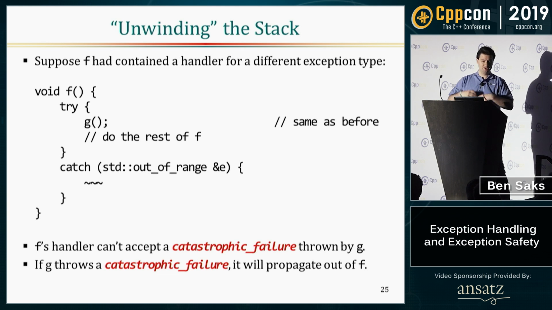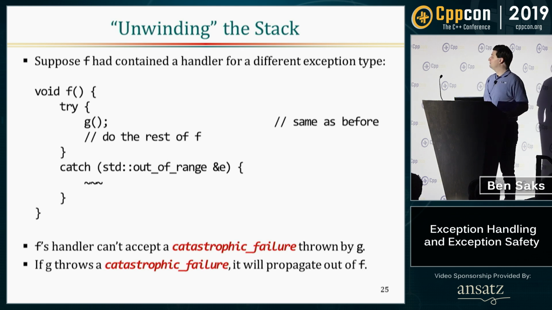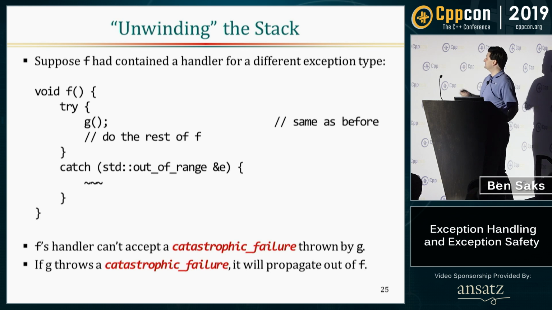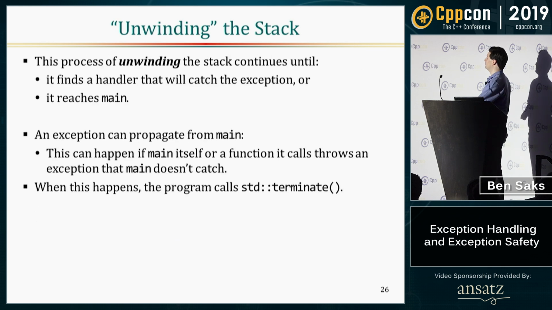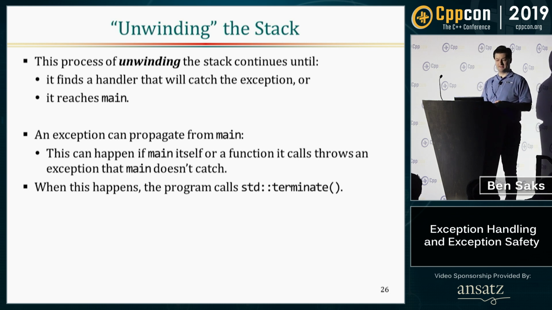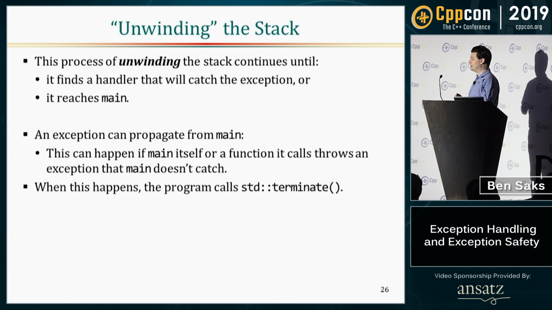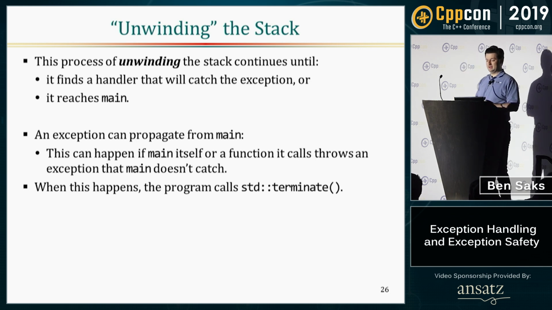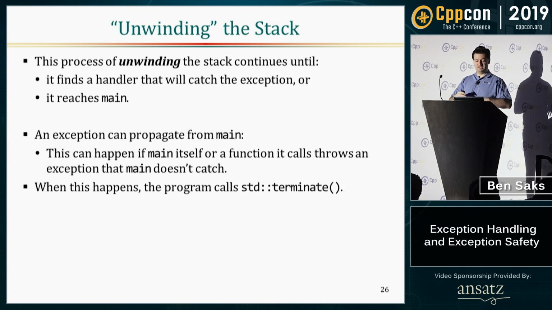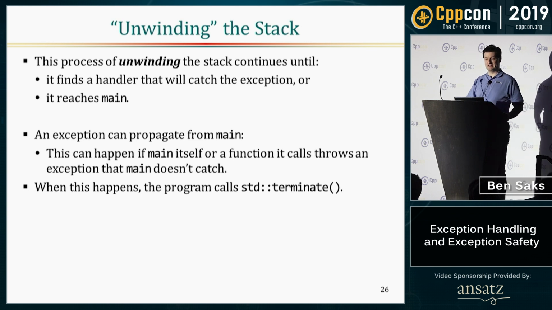If G throws an out-of-range exception, it can handle that. But if catastrophic failure is thrown, that's not one of the exceptions that can be caught here, so it just propagates out of F as if there hadn't been any handlers there at all. And this process just repeats until we either find a handler that can actually handle the exception, or we get to the main function. If we get to the main function and the exception would propagate out of main, then what happens is a standard function called terminate is called.